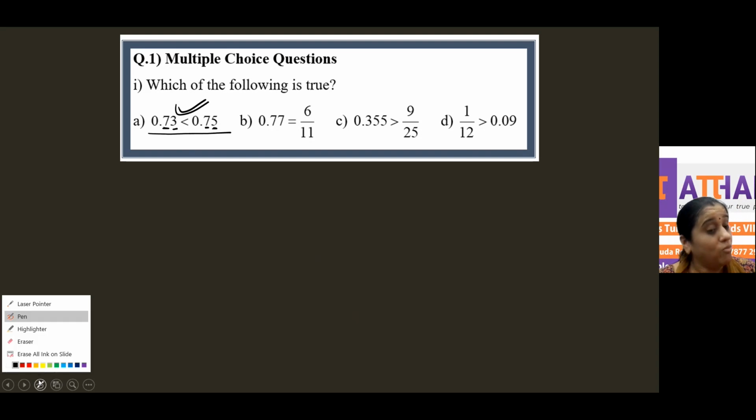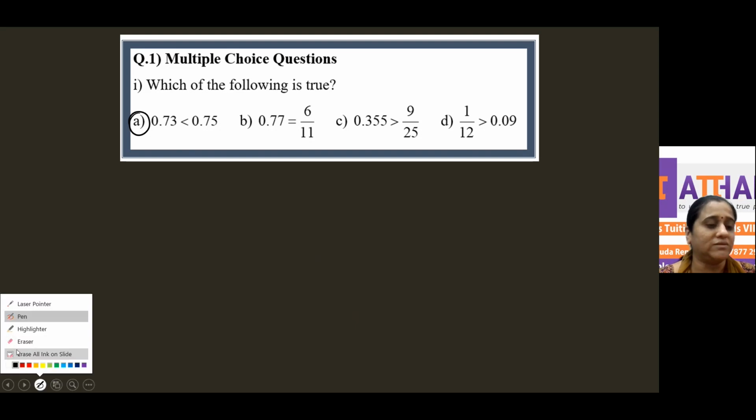Is this correct now? This is correct. Okay, so this one. Which of the following is true? This is true. This is true. But sometimes more than one option can be true, so you have to check. You can't just say, okay, this is the correct option, and go to the next one. Sometimes more than one may be true, so you have to check the second one.